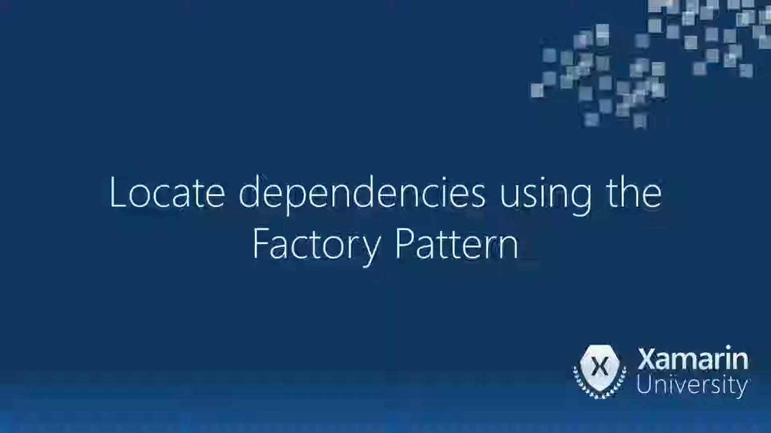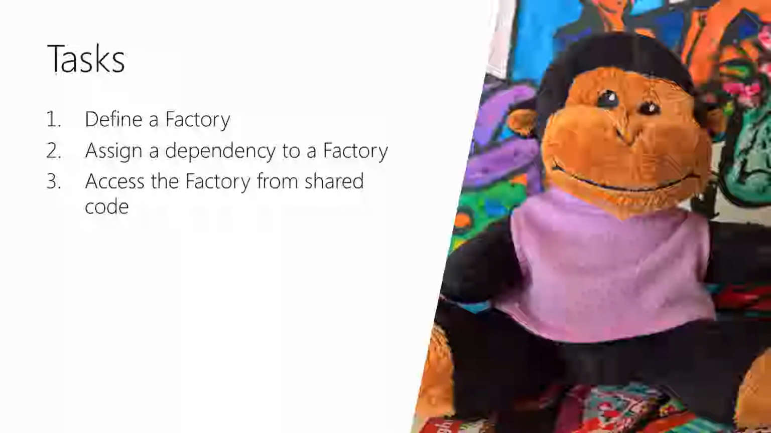In order to call into the platform-specific projects, you will need an abstraction. And that abstraction is possible to be created by using either the factory or the service locator or an IOC container. Now let's start out by looking at the factory pattern. We'll learn what a factory is, what it is used for, and how we create such a factory.